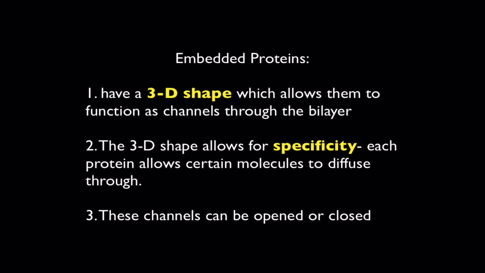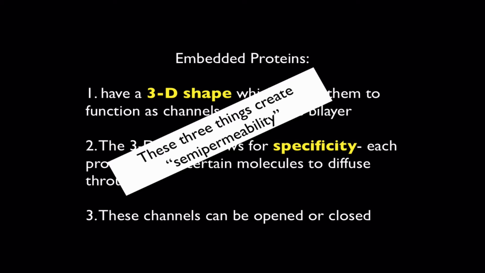Different cells need to allow different things into and out of themselves at different rates and at different times. To accomplish this, they have evolved specificity, which means if you want to move ion A, then you put a lot of protein A's in the phospholipid bilayer. So the 3D shape is directly connected to their function and to this idea of specificity. And finally, these protein channels can be open or closed, activated or deactivated. So let's look at what we're talking about here. These three functions combine to produce something called semi-permeability, a word you've heard in connection to cell membranes probably since middle school.